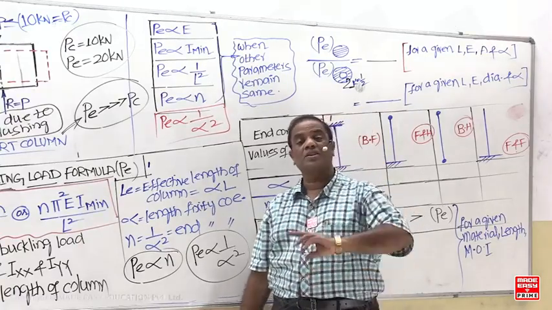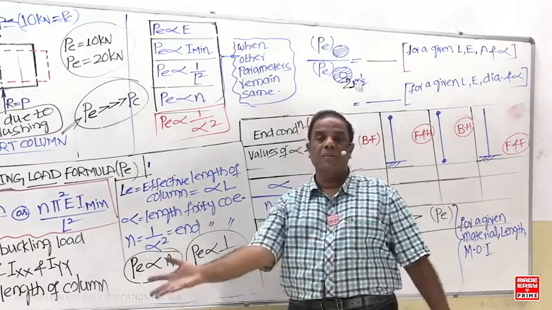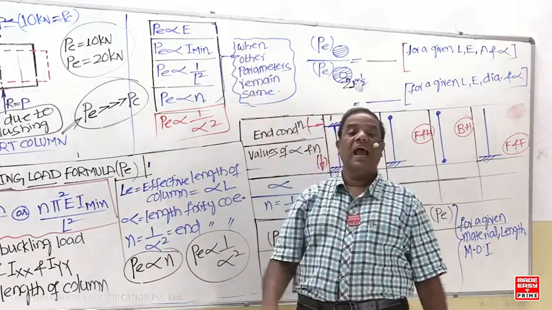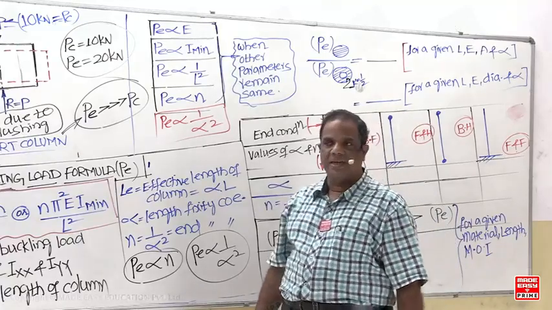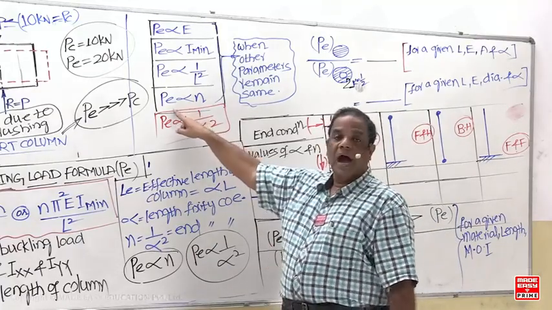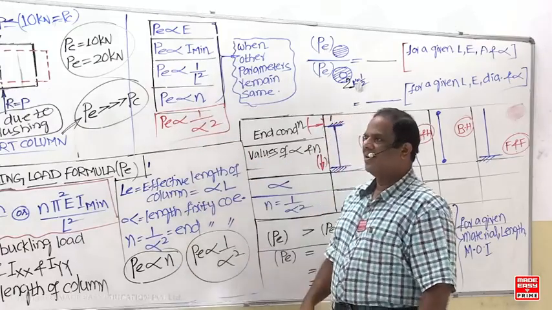So which columns are strongest under compressive load? Short columns. As the length of the column increases, its axial load carrying capacity decreases. Then, the higher the value of n, the higher the buckling load.